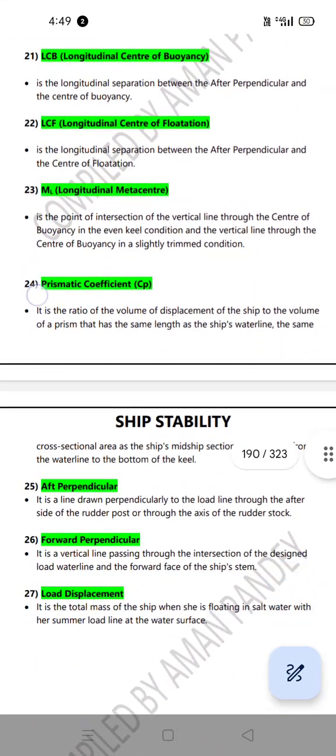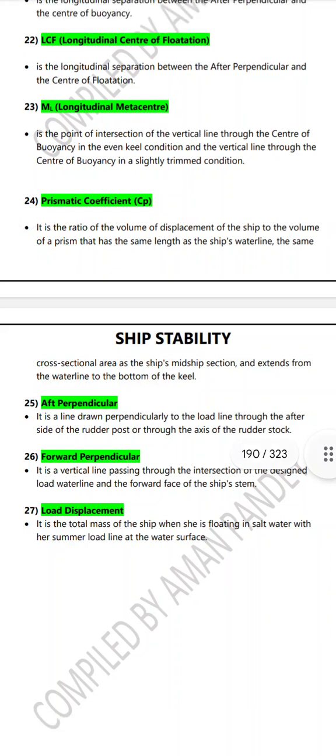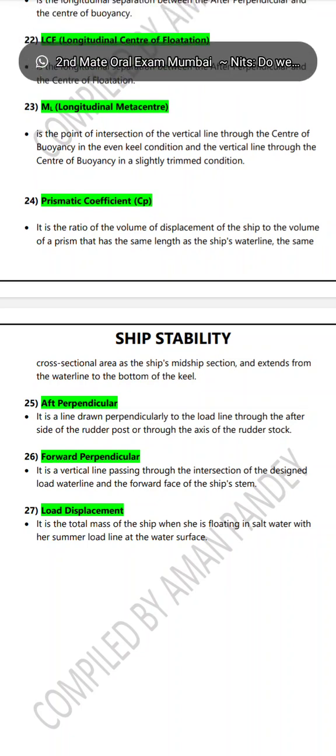Longitudinal metacenter is the point of intersection of the vertical line through the center of buoyancy in the even keel condition and the vertical line through the center of buoyancy in a slightly trimmed condition.